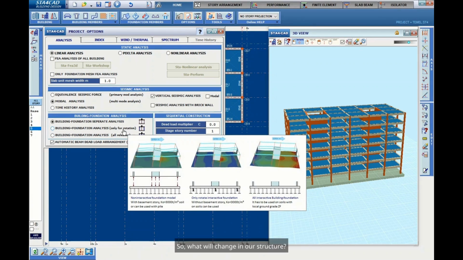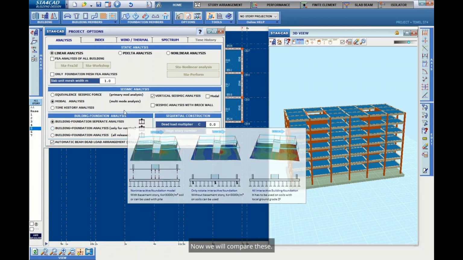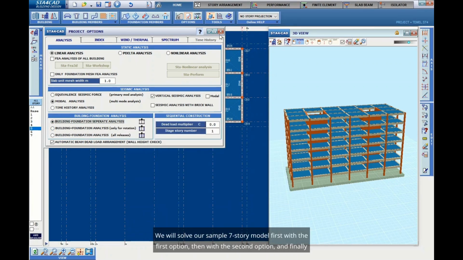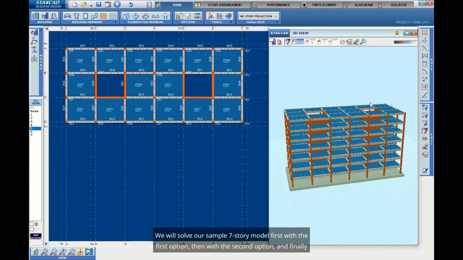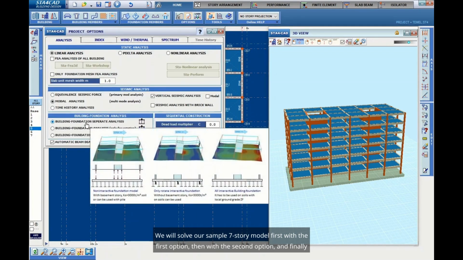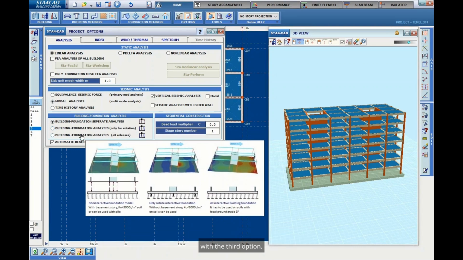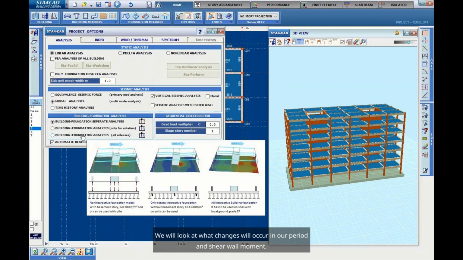So, what will change in our structure? Now we will compare these. We will solve our sample 7-story model. First, with the first option, then with the second option, and finally with the third option. We will look at what changes will occur in our period and shear wall moment.